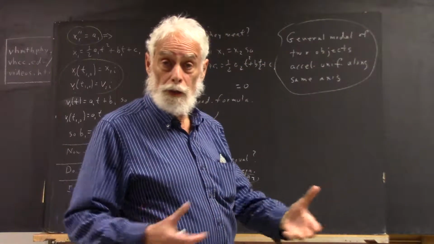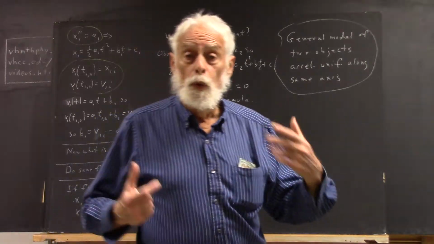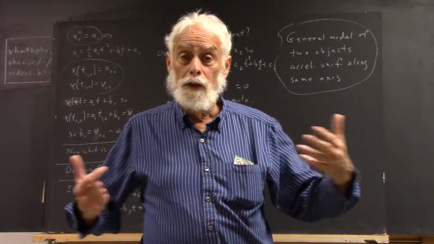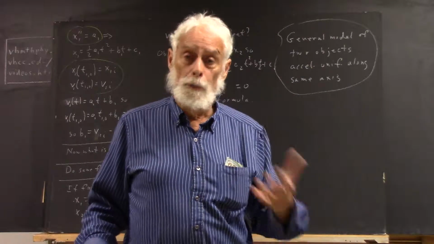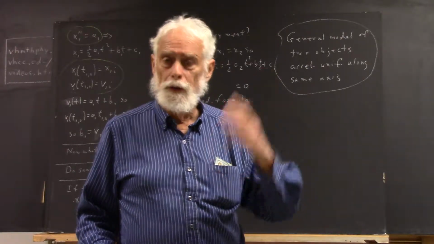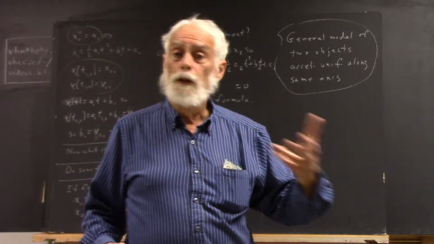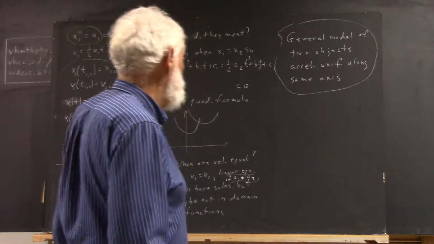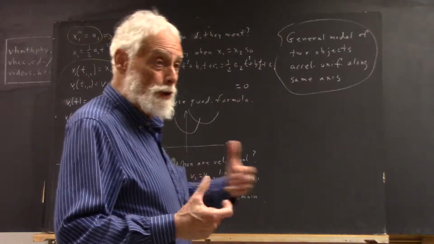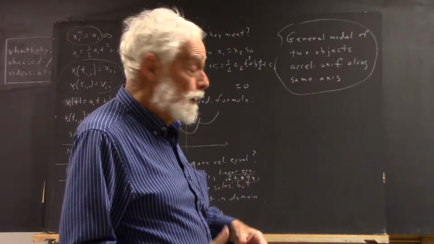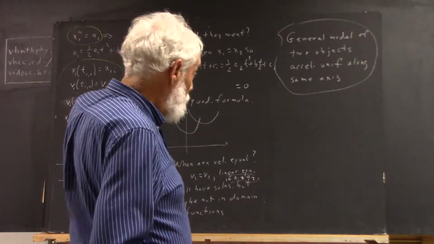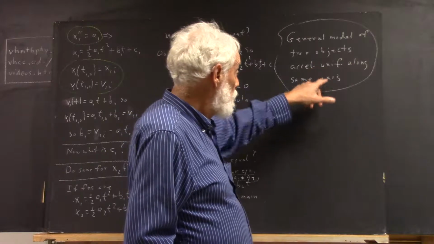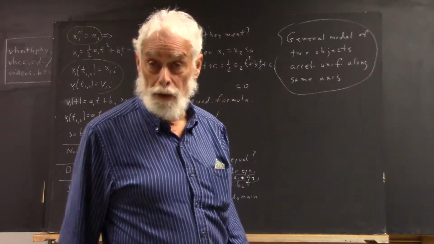Now, we can write a general model. We can just generalize this whole thing. There's only one system of equations that can apply to the whole thing. Now, there are parameters within those equations, the coefficients of t squared and t and the constant terms and so forth, and we can adjust those for whatever initial conditions we might have. We want a general model of two objects accelerating uniformly along the same axis.